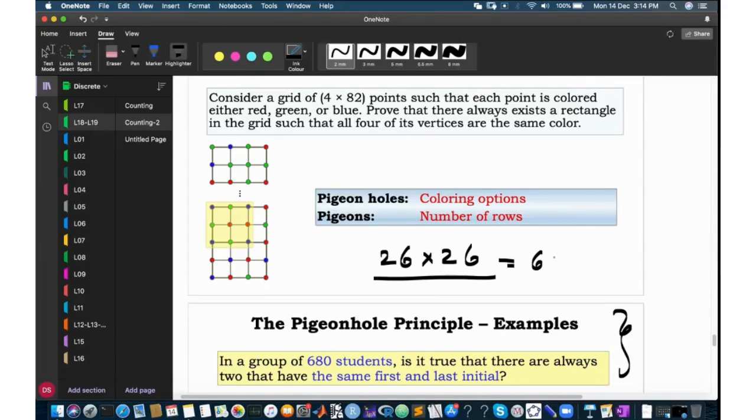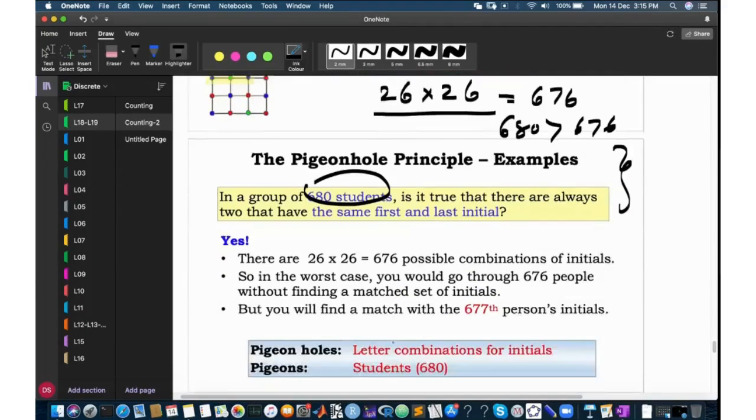That is 676. And this is the number of pigeons, 680. So 680 is more than 676. We know that there must be two people who have the same first initial and last initial.